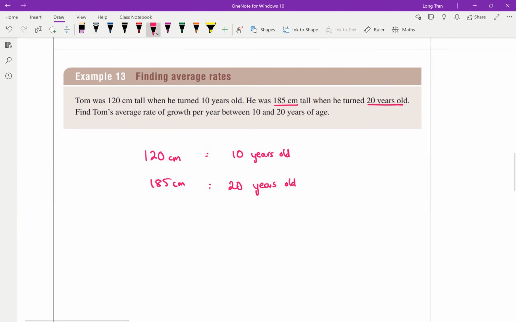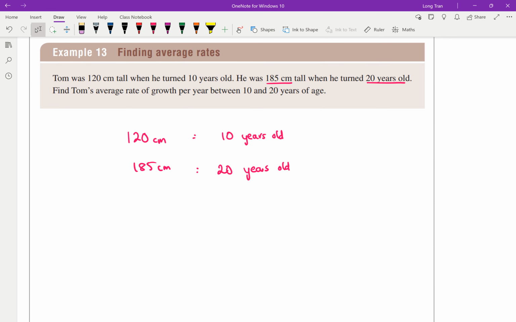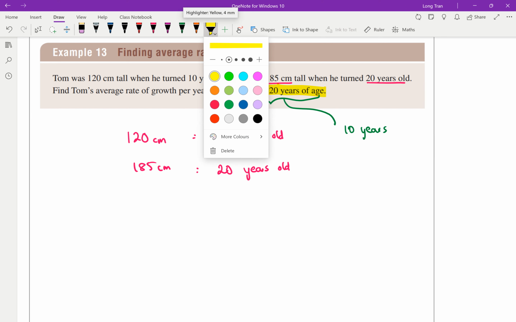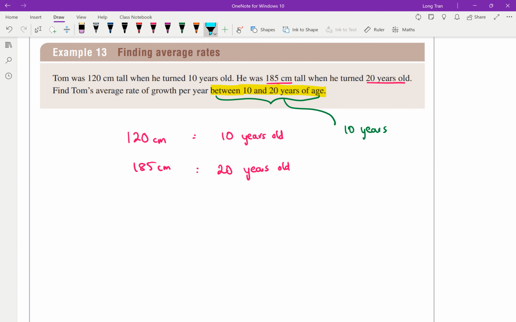Now they want you to find Tom's average rate of growth per year between 10 and 20 years of age. So let's not get confused with how they're wording it. Let's break it apart. Between 10 and 20 years of age, how long is that if I asked you? Between 10 and 20 years of age, that is 10 years, isn't it? From 10 to 20 years. So over 10 years. Now what they want you to do, and this is the key part, is to pay attention to understand what the question wants you to do.